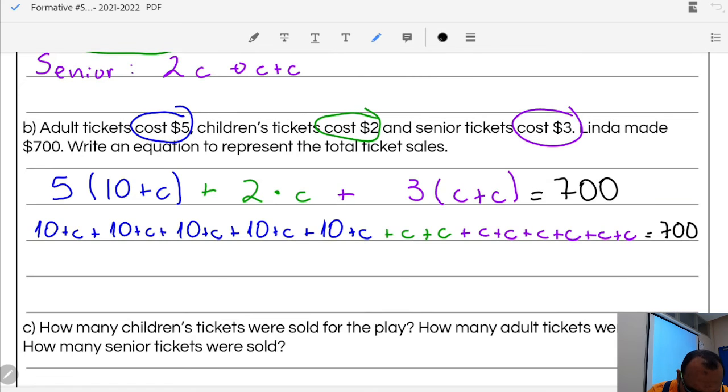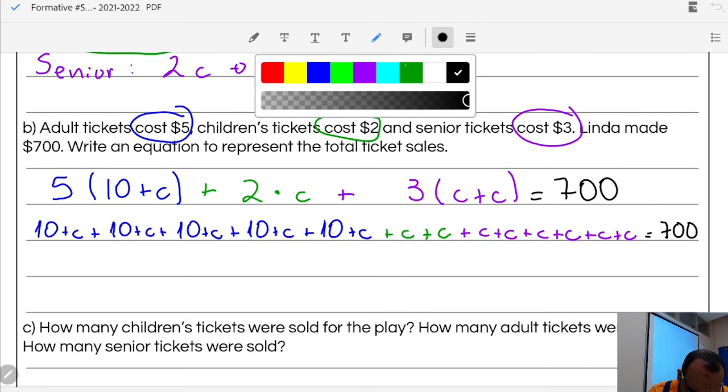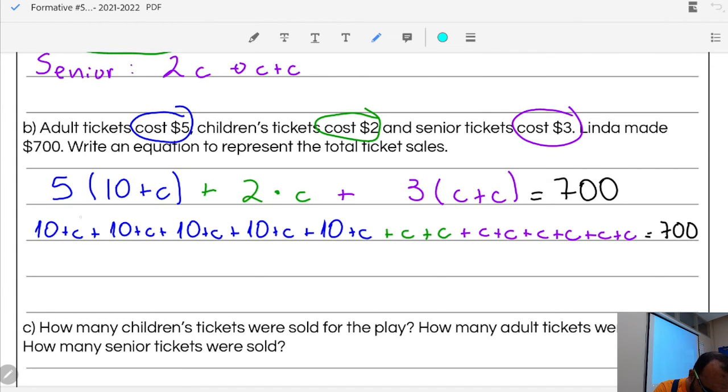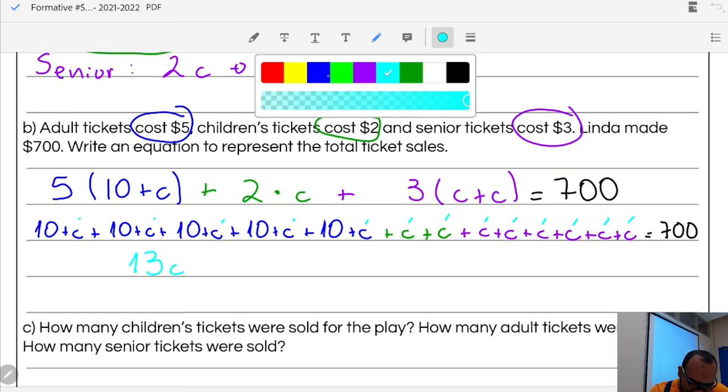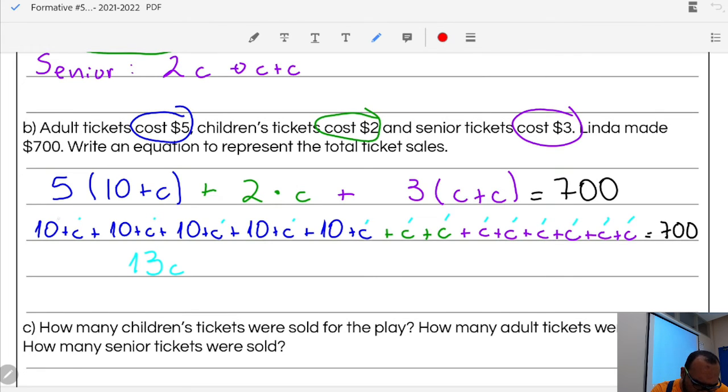How many C's do I have? Let's figure it out together. I have 1, 2, 3, 4, 5, 6, 7, 8, 9, 10, 11, 12, 13. Do I have 13 C's? And how many 10s do I have here? 1, 2, 3, 4, 5. Combine like terms: how many 5s, how many 10s? 5 times 10 is 50. Close. Equals 700.